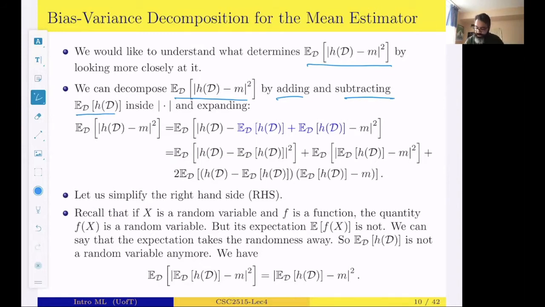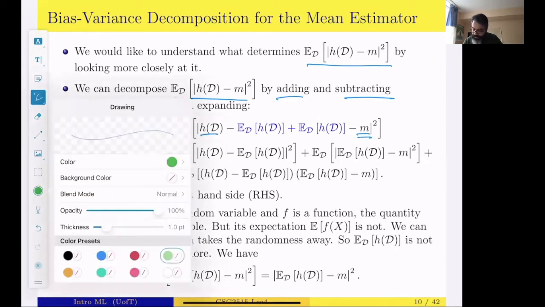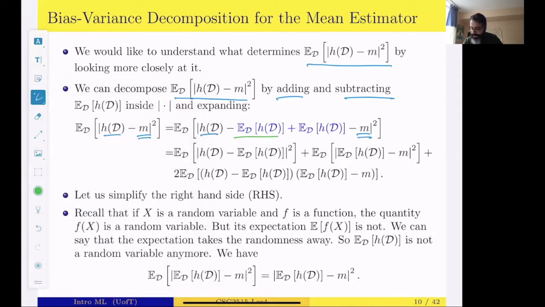So what I'm doing here is that this term would be h of d, m would be m, and in between I have minus expectation of h of d plus the same expectation. So this whole thing would be 0, so I'm just adding 0, minus the expectation and plus that expectation. And what is this expectation?